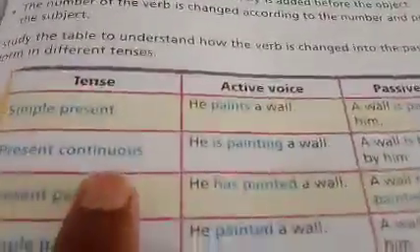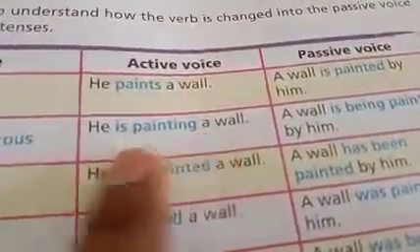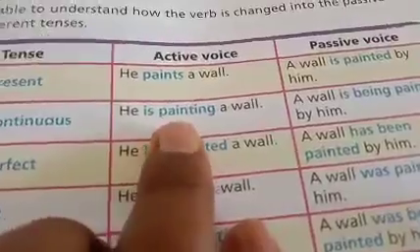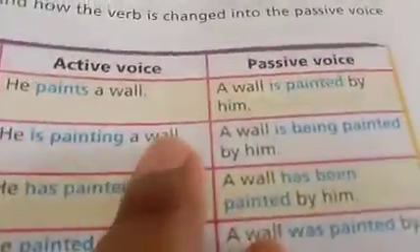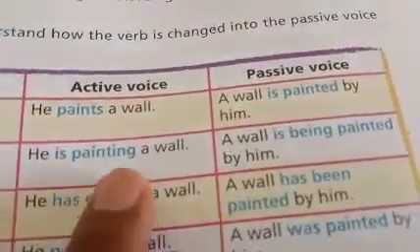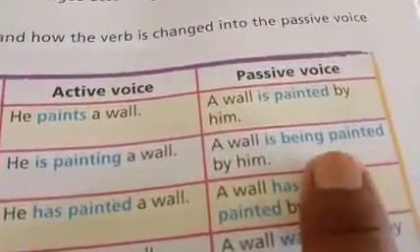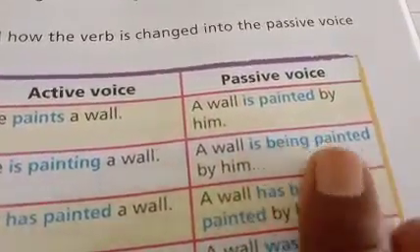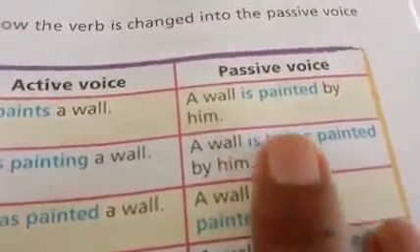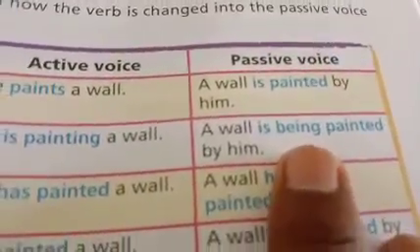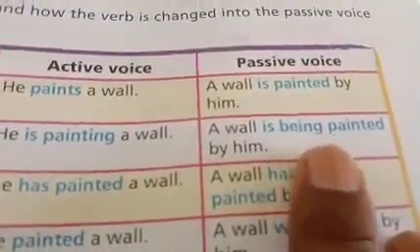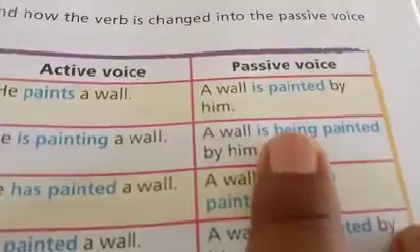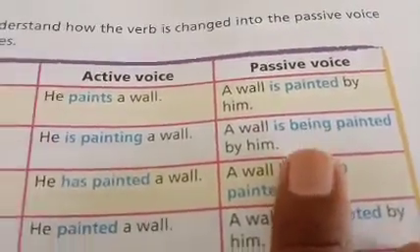Now for present continuous, you see that he is painting a wall. Painting shows present continuous tense. You will write it here, a wall will take place here, and to adjust ing you will use being. Okay, being, and after that painted, the third form: a wall is being painted by him. Here, with the green pen, this bold letter is the helping verb, and it has been used here as a change.